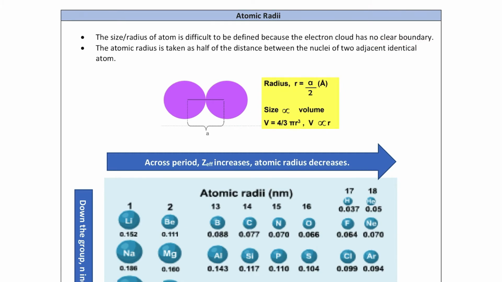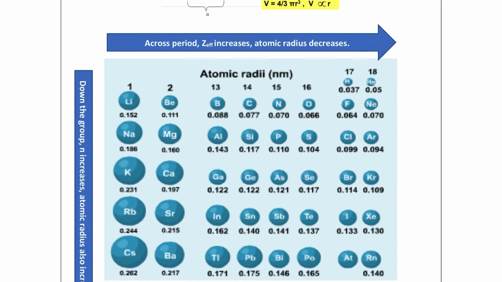Okay, so apa yang dia buat adalah dia nak ukur radius juga, dia ambil half of the distance between two nuclei of two adjacent identical atom. Okay, so contoh kamu ada dua atom dekat-dekat, so dia akan ambil jarak daripada nukleus ke nukleus lah, and then dia akan bahagi dua. Okay, so ini just general knowledge je lah. Okay, how to determine atomic radius. Okay, so this is what we want to learn.